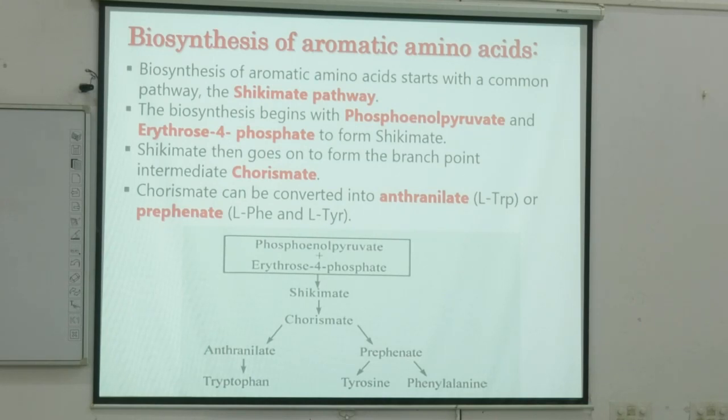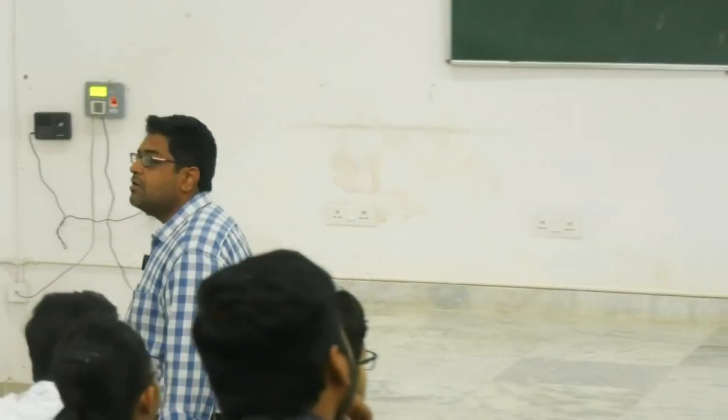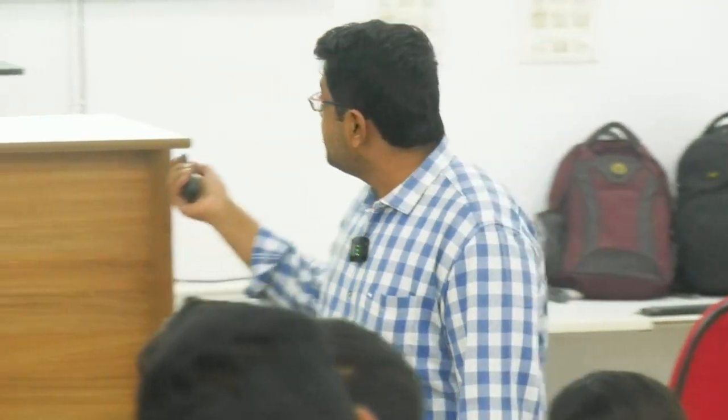What happens is phosphoenol pyruvate will undergo a reaction with erythrose 4-phosphate. Phosphoenol pyruvate you get from where? Yes, and you get erythrose 4-phosphate from the HMP shunt. So these two will coalesce to form a Shikimate compound.